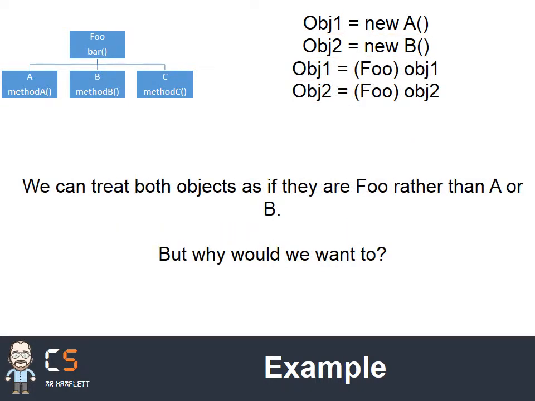This means I could treat object 1 as if it's foo. Okay, so I can cast it to a foo class. So I can pretend object 1 is foo and object 2 is foo. This is polymorphism. Okay, so polymorphism is when I change the data type of one class into another. So object 1, instead of being a class A, I'm pretending it's actually a foo class. And object 2, instead of letting it be a class B, I'm pretending it's a foo class. Okay, but why on earth would I want to do that? It might seem a bit odd to do.